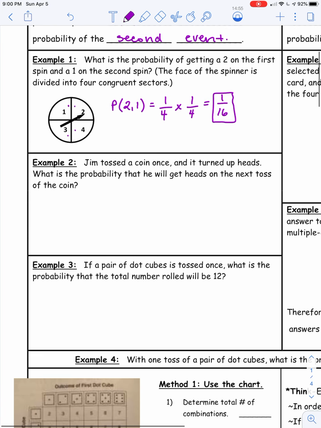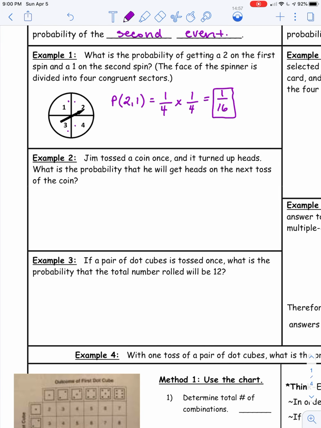Example 2. Jim tossed a coin once and it turned up heads. What is the probability that he will get heads on the next toss of the coin? So really, we're not talking about the probability of the first toss because we are already told that it turned up heads. We're only talking about the next toss.